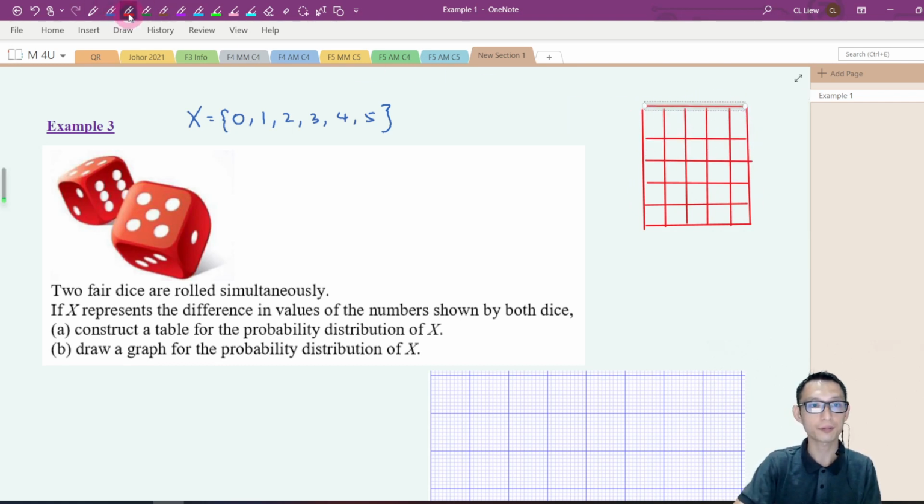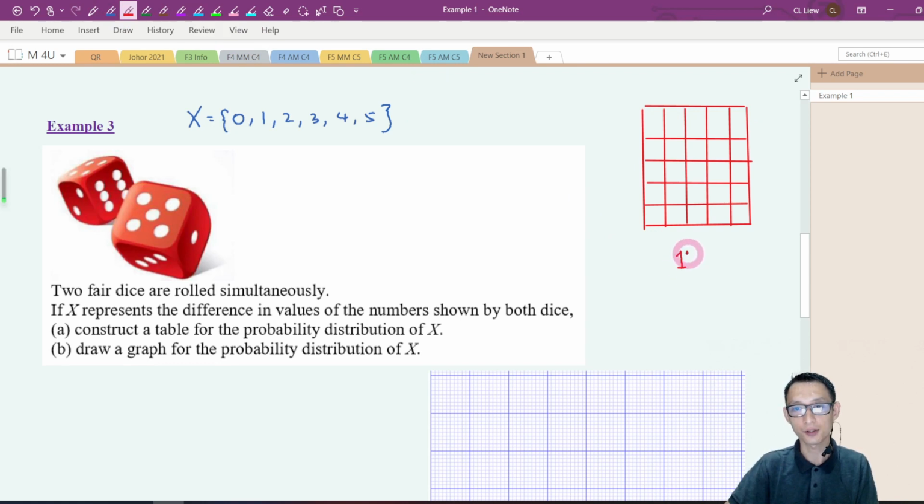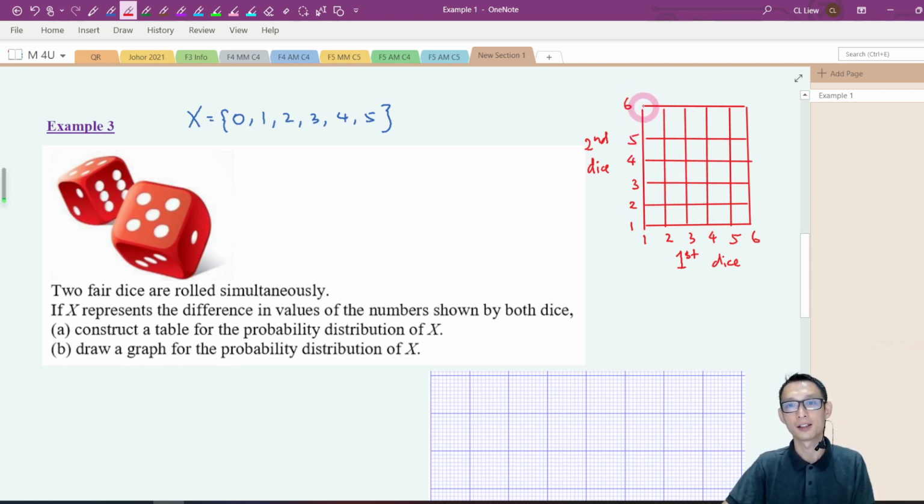Okay, now this is the first dice and this is the second dice. This is 1, 2, 3, 4, 5 and 6. Do the same thing for the second dice. 1, 2, 3, 4, 5, 6. Okay, all the intersection points here are all the possible outcomes.